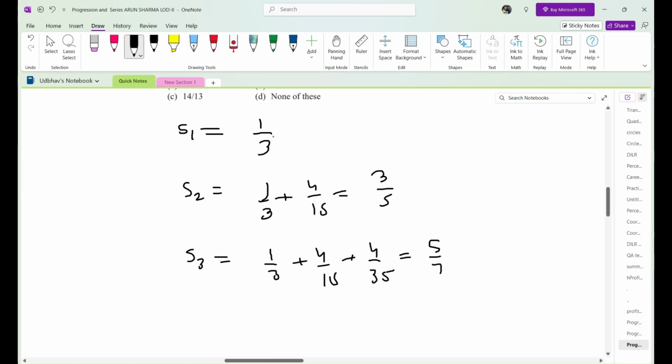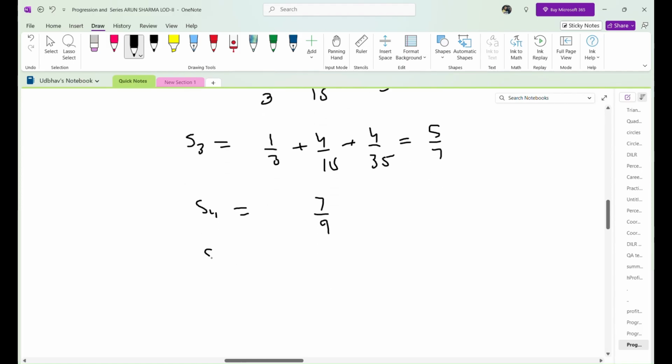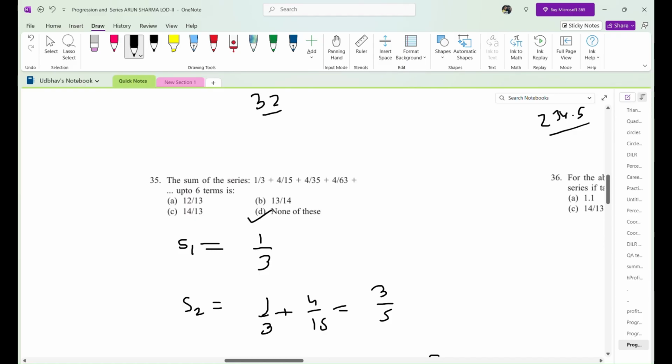So the pattern is as follows. Sum of 4 terms will be 7 upon 9. Sum of 5 terms will be 9 upon 11. Sum of 6 terms will be 11 upon 13. None of the options matches. None of these.